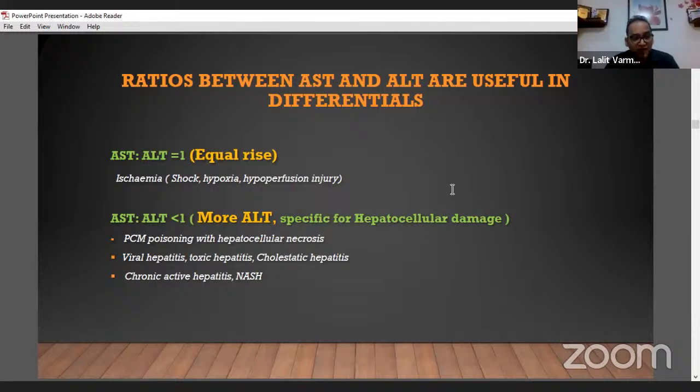The second are the viral hepatitis, when the ALT is very high compared to your AST. Toxic hepatitis that we spoke about, toxins like mushroom, or phosphorus and rat poison, and cholestatic hepatitis. Number 3, in chronic active hepatitis, when it is active, then of course your ALT is much higher than your AST, and NASH.